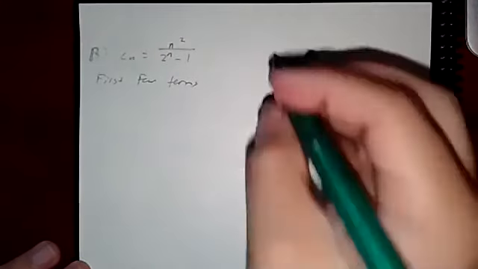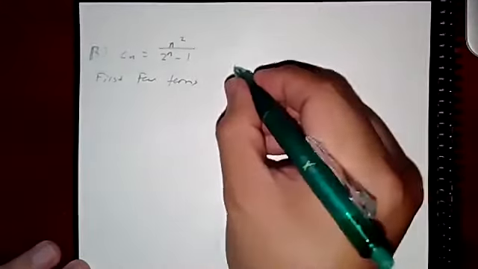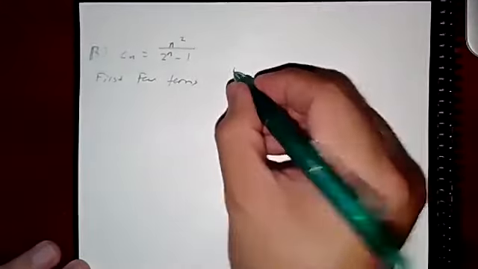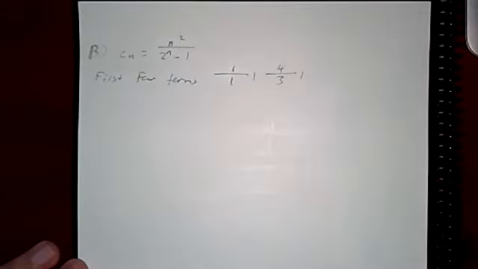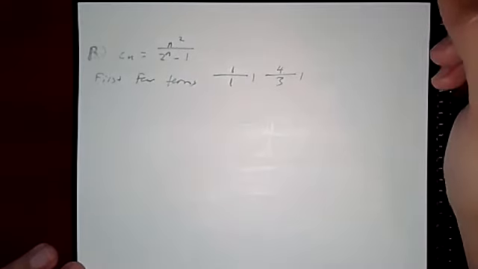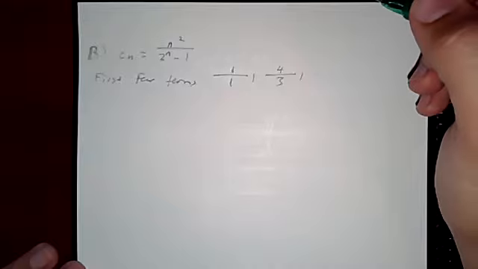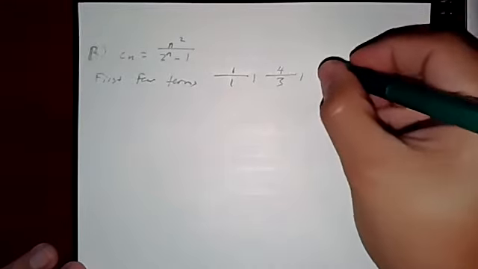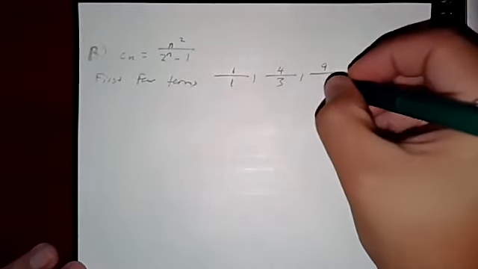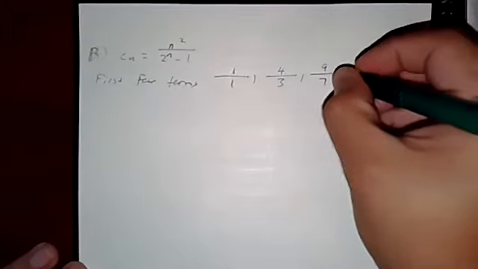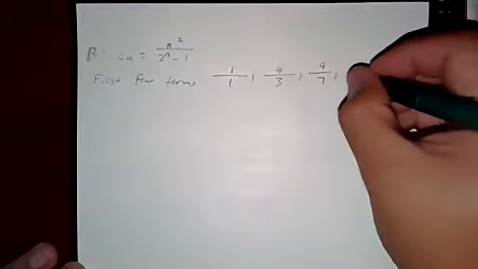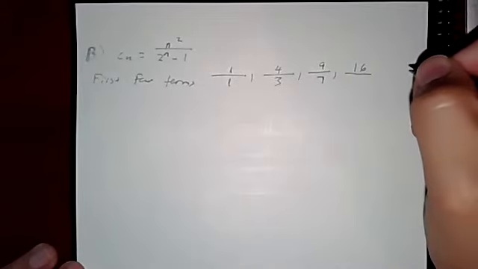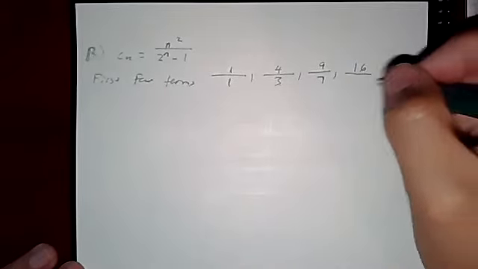First few terms will be, for 1, we get 1 over 2 minus 1 is 1, right? Second one, we get 4 over 4 minus 1 is 3. Okay. Still true. Next one, 3 would be 9 over 2 to the 3 is 8 minus 1 is 7. Next one will be 4 squared, which will be 16 over 2 to the 4 is 16 minus 1, 15.